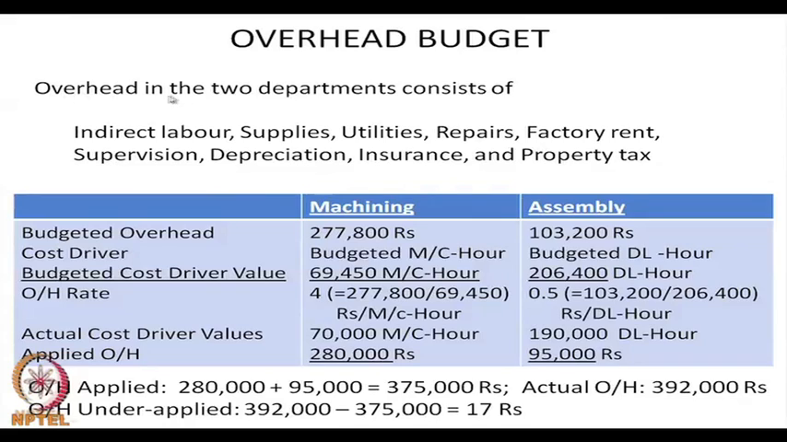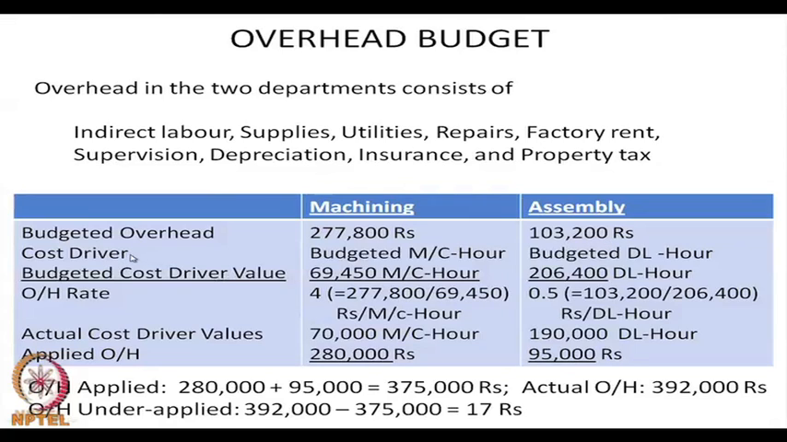First of all, the overhead in the two departments consists of different components or different things such as indirect labor, supplies, utilities like power, transport, etc., repairs, factory rent, supervision, depreciation of machinery, insurance, property tax, etc. So, every department, in this case we have machining department and assembly department. For the job that we discussed, there were two departments, machining and assembly, and one can find out what was the total cost. Now, the budgeted overhead was 277,800 rupees for machining, and for assembly it was 103,200 rupees.